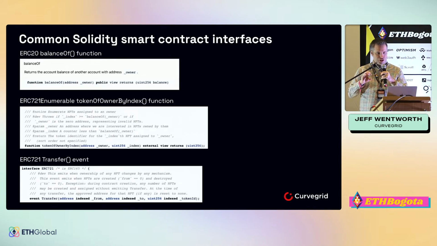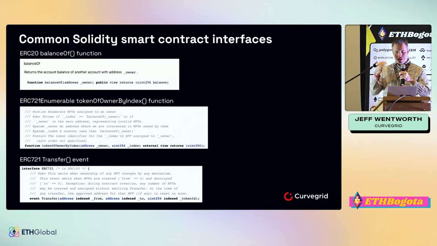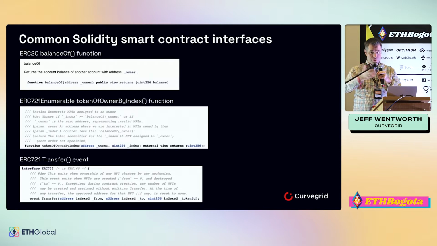Still setting the stage here, some common smart contract interfaces. And I just want you to keep these in mind when we talk about some of the things later in the talk. So I think we're probably all familiar with the ERC20 balanceOf function: provide an address, get back a balance. Another one that many of you are probably familiar with is the ERC721 enumerable function, which allows us to provide an address and an index of the NFTs that address owns, and retrieve a token ID.